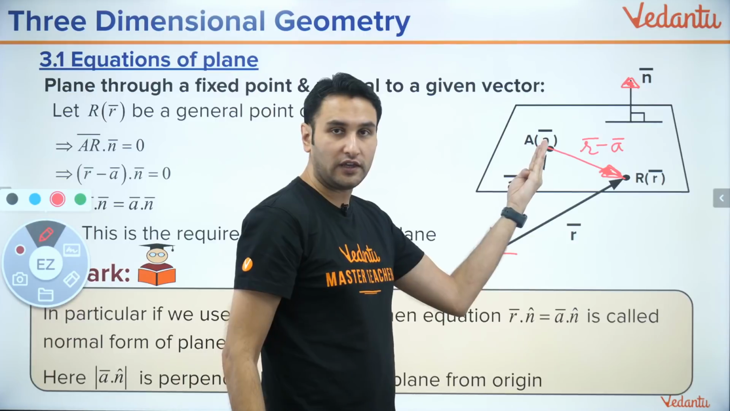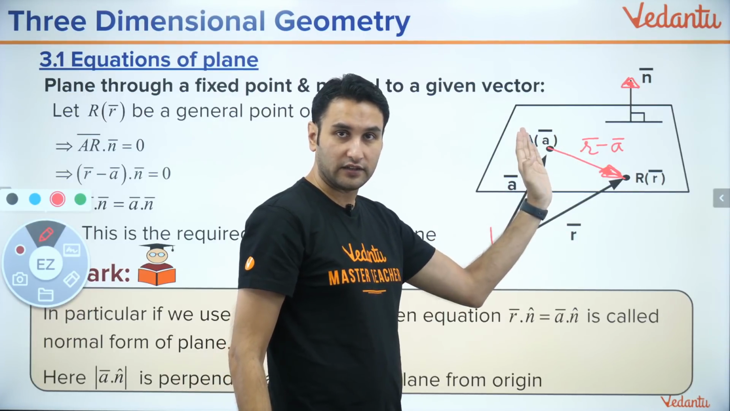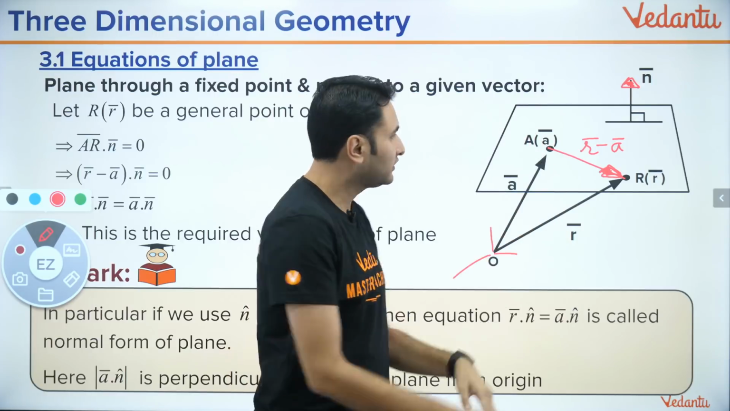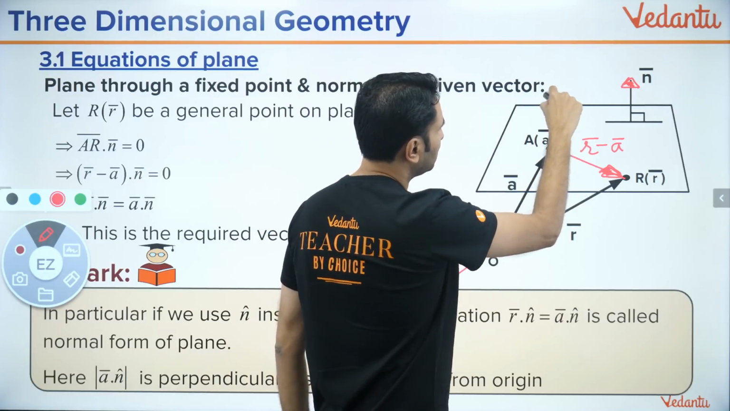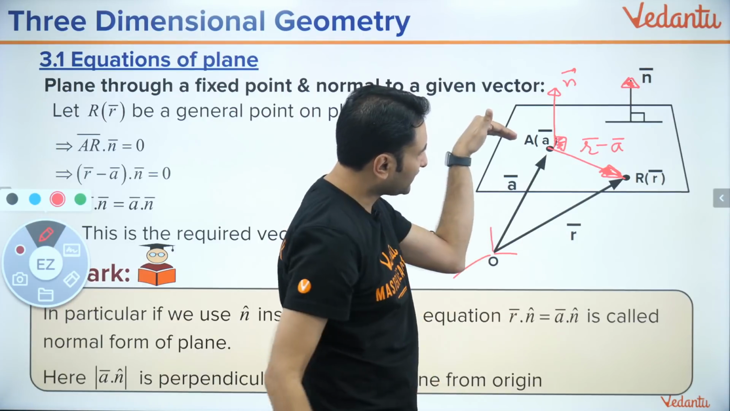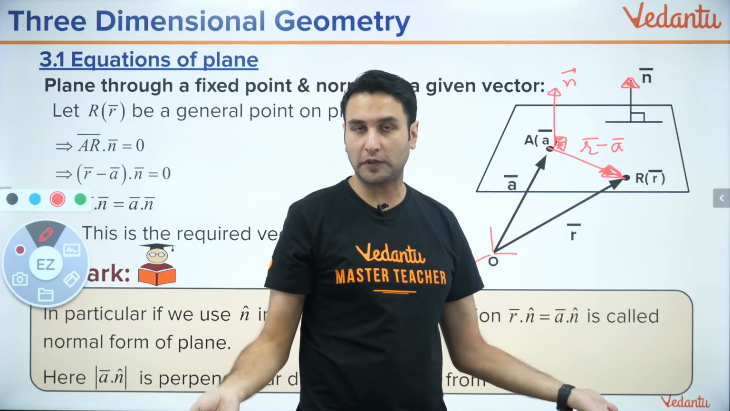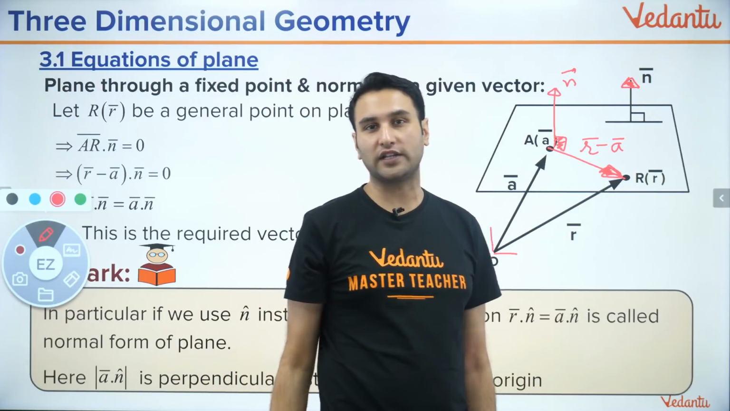Position vector of A vector. But if I subtract R minus A, then it is a vector on the plane, and this is the normal, N vector. Both are perpendicular, because a vector on the plane and a vector perpendicular to the plane are of course perpendicular. So R minus A dot n is 0.